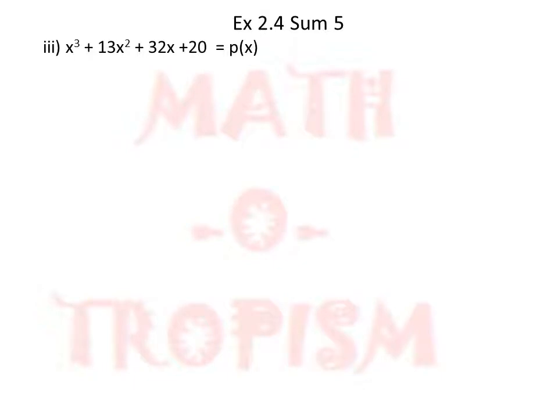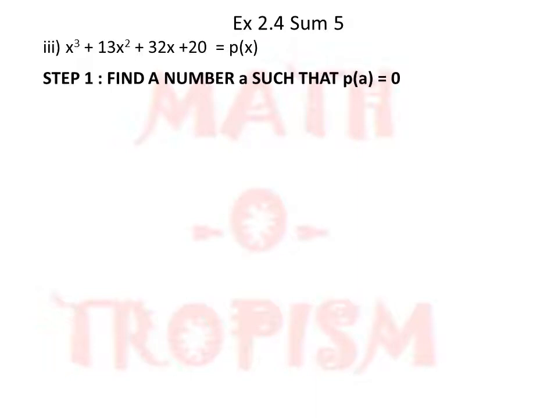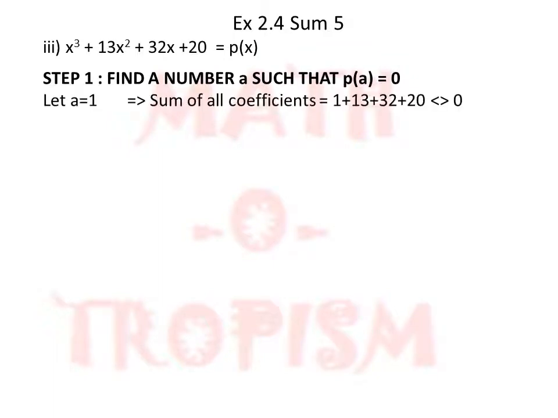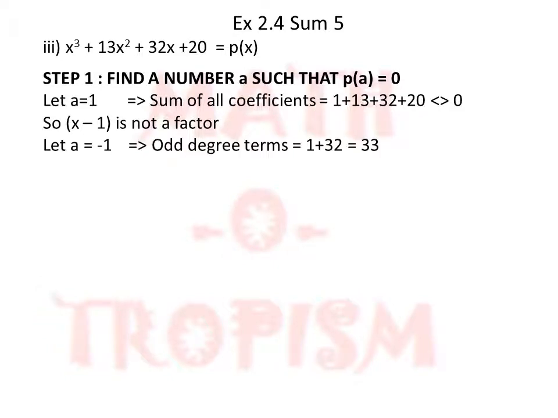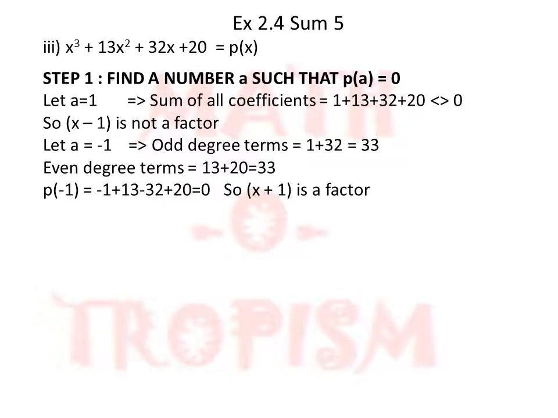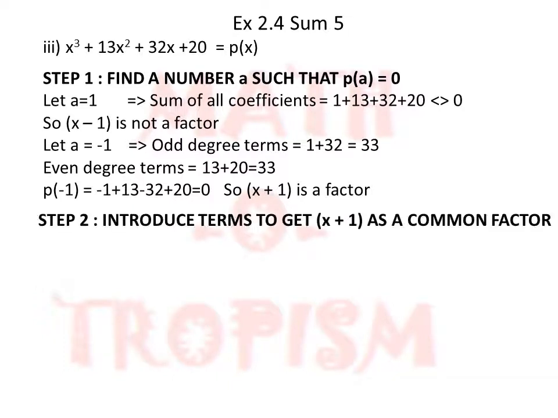Next is x cube plus 13x square plus 32x plus 20 is equal to p of x. What we'll be doing now is taking a is equal to 1. So 1 plus 13 plus 32 plus 20 is not equal to 0. So x minus 1 is not a factor. Now again I substitute minus 1. So I need to take the odd degree terms 1 and 32. When I add, it comes to 33. The even degree terms 13 and 20, that is also 33, which means p of minus 1 will be equal to 0. So x plus 1 is a factor.